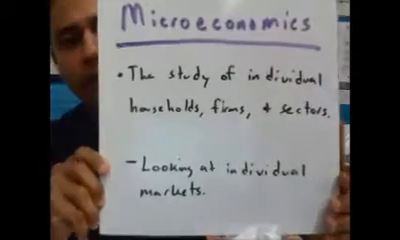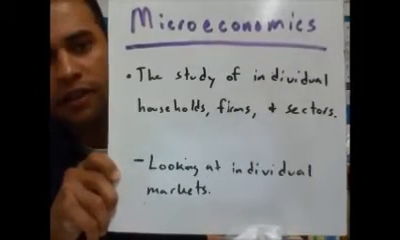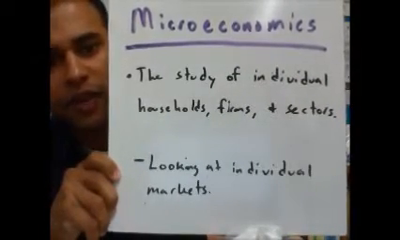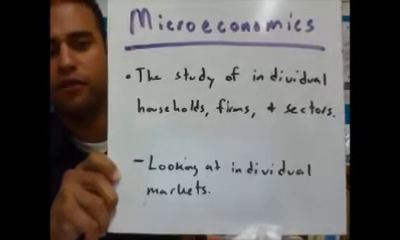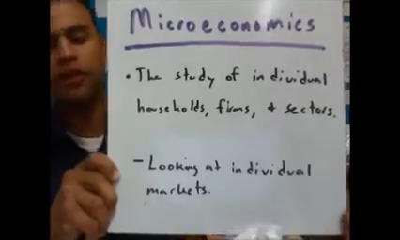Starting with microeconomics, here's your slide. It's the study of individual households, firms, and sectors. So what we're doing is we're looking at individual markets. We've already talked about how economics is the study of human decision making, right? Well, we can look at human decisions in terms of one individual person. We can look at human decisions in terms of an entire household. How often do you go to the grocery store per week? Me, I go once a week. A lot of people go every day. What went into that decision?